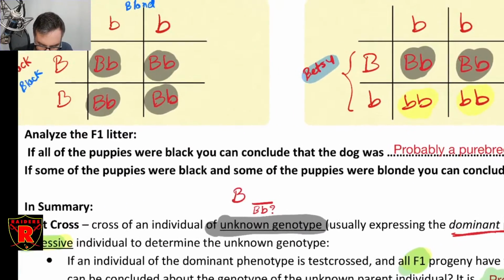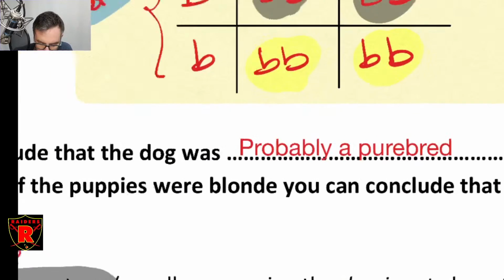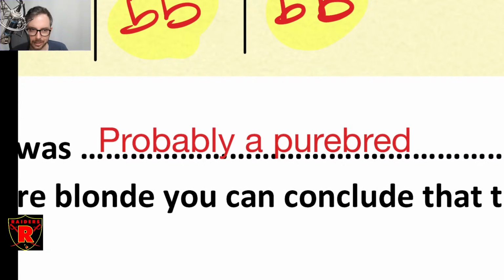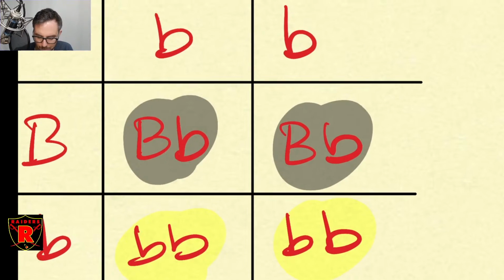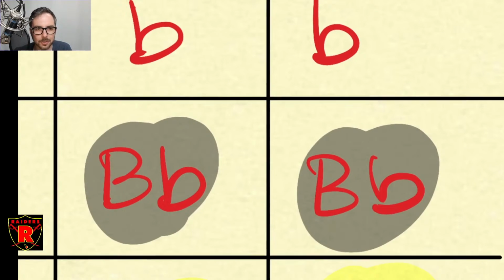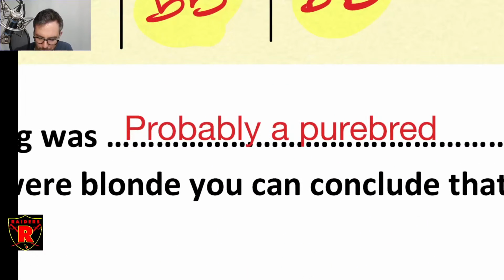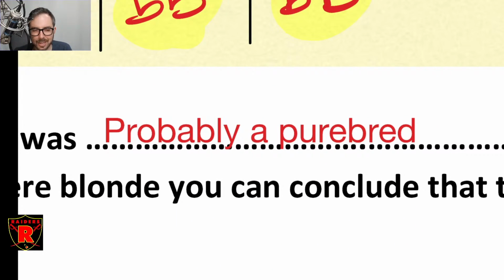So what I said here is if all the puppies were black, you can conclude that the dog was probably a purebred. It's almost certainly a purebred. However, there is a small chance that you've just rolled the dice a bunch of times and only got black or only got the dominant trait. Okay, so that is possible, but it's probably a purebred. And the more times you do this, the more likely it is that you're correct, right?